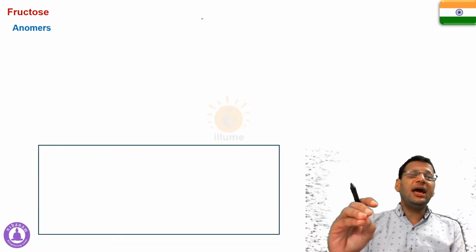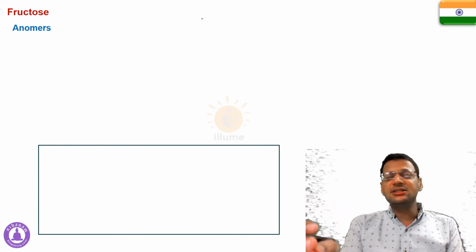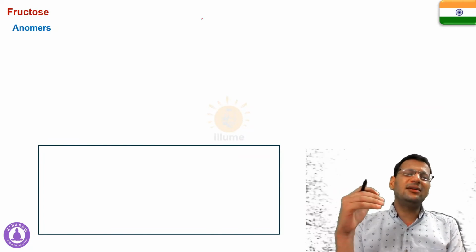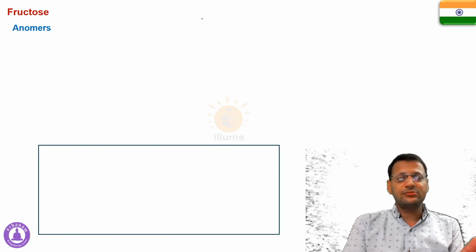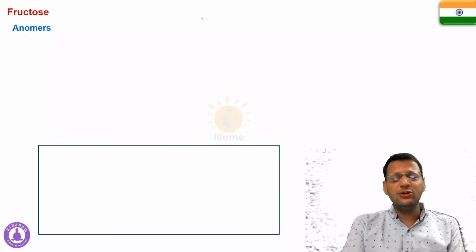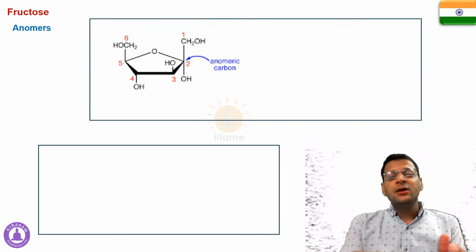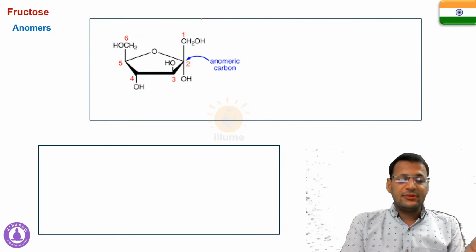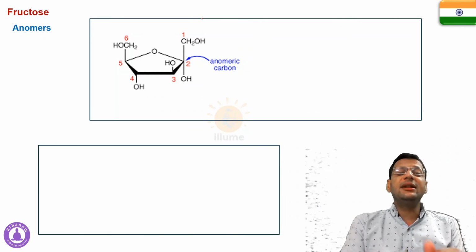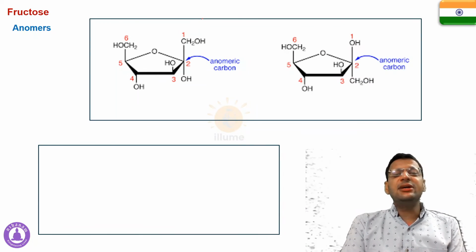Let's talk about the anomers of fructose. I have already discussed what anomers are, with the entire details, in one of my other videos that is also uploaded on this channel. You can go through that. Now in the case of fructose, the anomeric carbon is the second carbon. In the case of glucose, the anomeric carbon is the first carbon. So that is the difference.